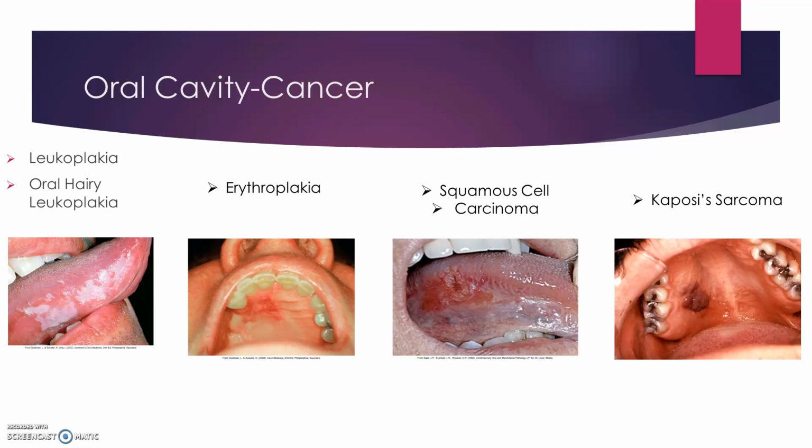So leukoplakia, so remember your leukocells or your whites. So on this one you're seeing the white tongue right here. You've got erythroplakia, so remember red is erythro, like your erythrocytes. And you can see this back in here. Squamous cell carcinoma, this one looks like an ulceration. And then Kaposi's sarcoma. And Kaposi's sarcoma is often associated with a weakened immune system or even like HIV and AIDS.